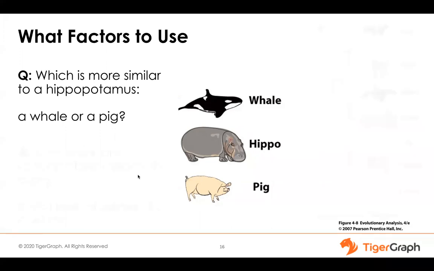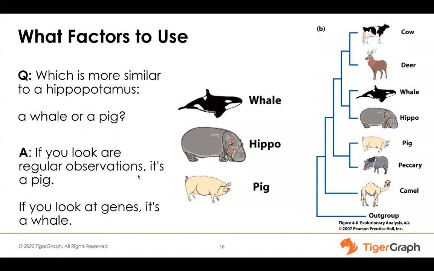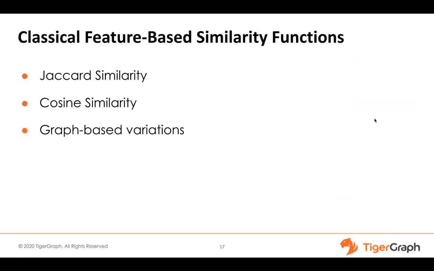So the question is, if you look at ordinary human observations, what a biologist would call the phenotype, the ordinarily observable characteristics, you'd probably say it's the pig. But if you look at the genes, the genotype, that's the whale. Genetically, the whale and the hippo are much more similar. They're cousins, while the pig and hippo are second cousins. So it depends on what factors you look at. So let's get into some examples.